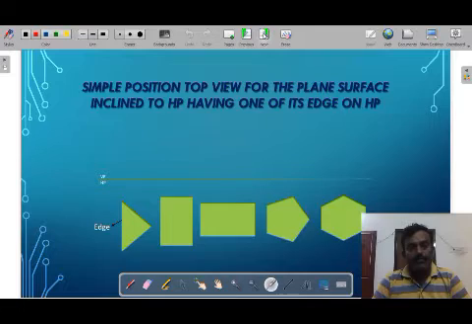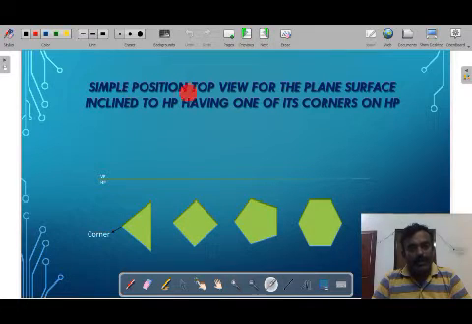So this is the simple position top view for the plane surface inclined to HP. Since the plane surface is inclined to HP, you have to draw the top view first, having a corner on the HP. So the resting condition is corner. Since the surface is inclined to the HP and it's resting on a corner, keep the corner on the left hand side, in such a way that if you draw an imaginary line from here, this line should be perpendicular to the VP.